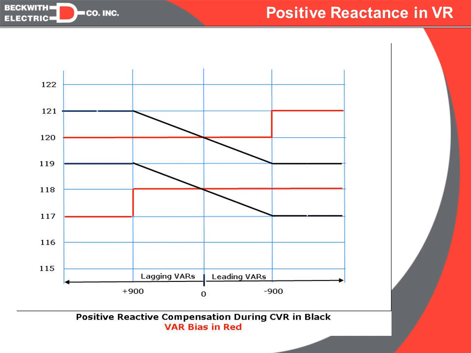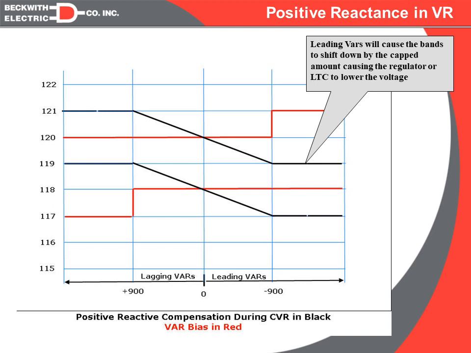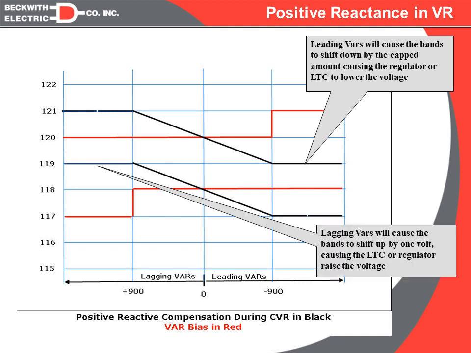The only way to have leading VARs is if the downstream voltage is higher than the regulator voltage. And if that's the case, that means the regulator voltage can drive lower and not have to worry about the downline voltage getting too low. So in this case, now the leading VARs will actually shift the bands down, and the lagging VARs will actually shift it up.